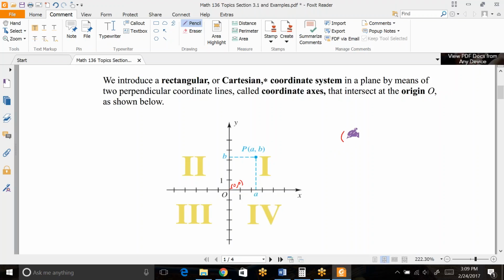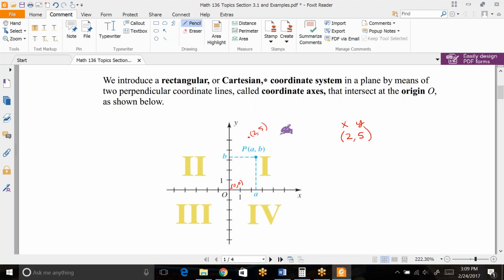So if I wanted to plot the point (2, 5), from the origin, this says go positive 2 to the right, because that's the x-axis, and then this is positive 5, so that means we would go up 5 from there. So 1, 2, 3, 4, 5. So this would be the point (2, 5).